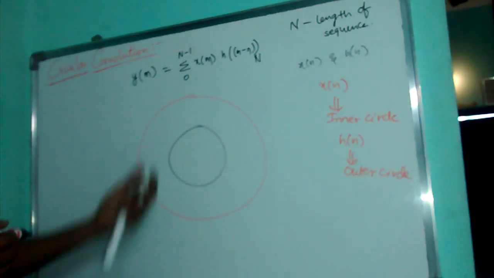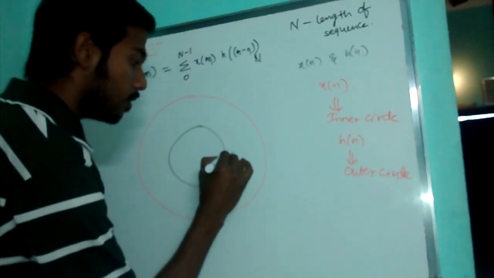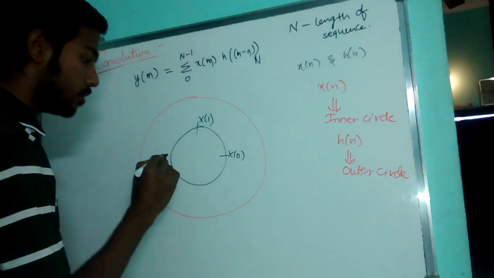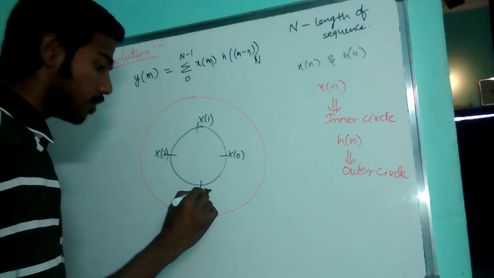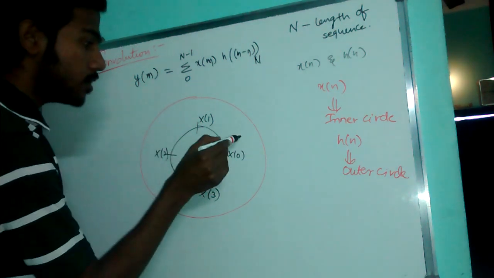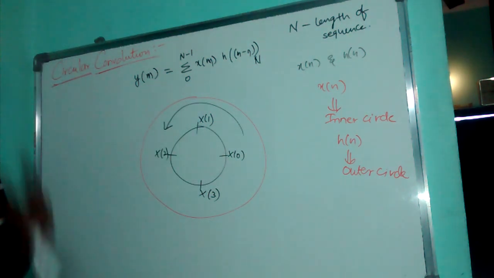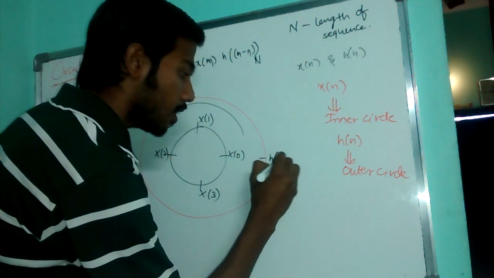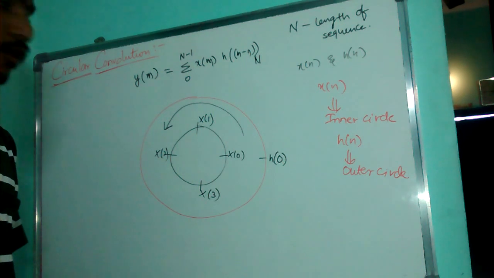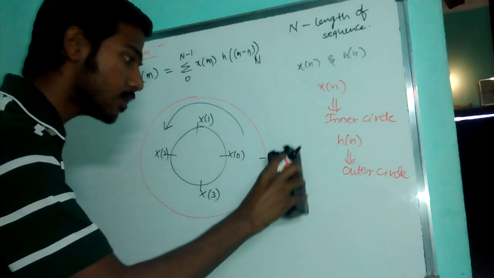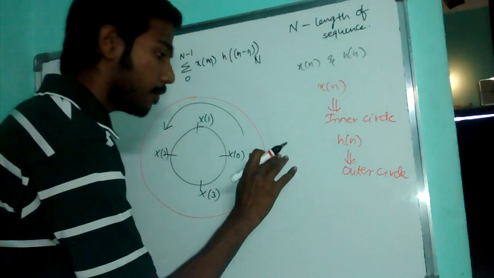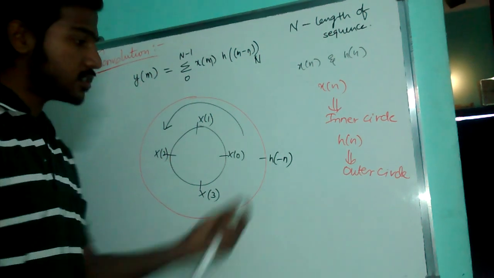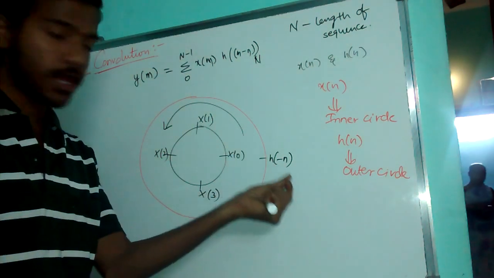Now I have 4 values here. So I will put x of 0 here, and I will go in the anti-clockwise direction: x of 1, x of 2, x of 3. This is the anti-clockwise direction. Now in a similar way, we place h of 0 here. We'll just change the direction of h of n.